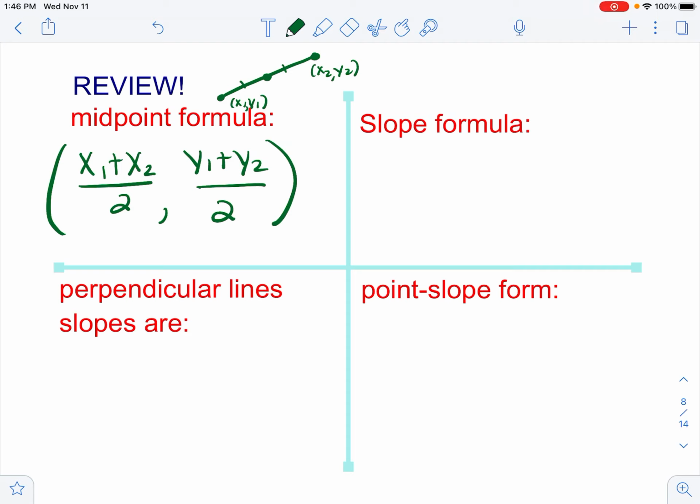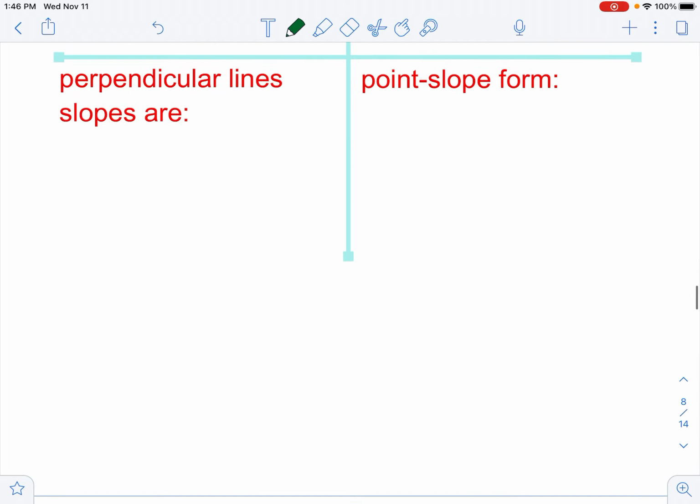All right, next we need to know our slope formula. Our slope is m, and to find it, we're going to do rise over run. So we're going to take our y values and subtract them, and then take your x values and subtract them. y2 minus y1 over x2 minus x1.